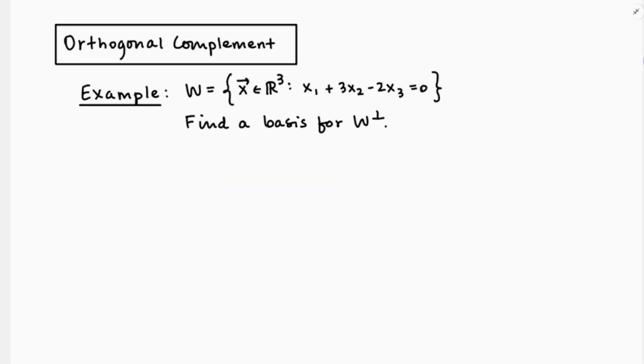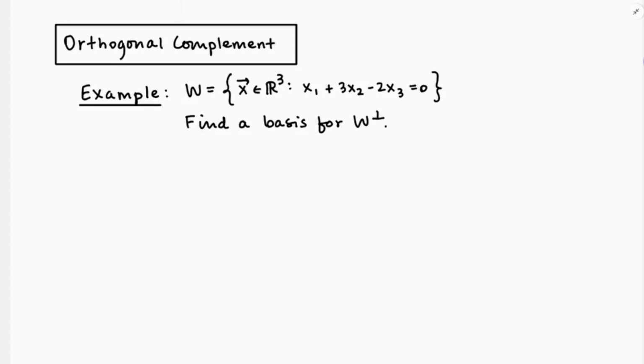And so I thought we'd do maybe 2 examples here. The first one's pretty easy, and I want to show you 3 different ways you can think about this one. So we've got the subspace W, which is the set of all x in R3 such that x1 plus 3x2 minus 2x3 equals 0. Find a basis for W perp, the orthogonal complement to W.